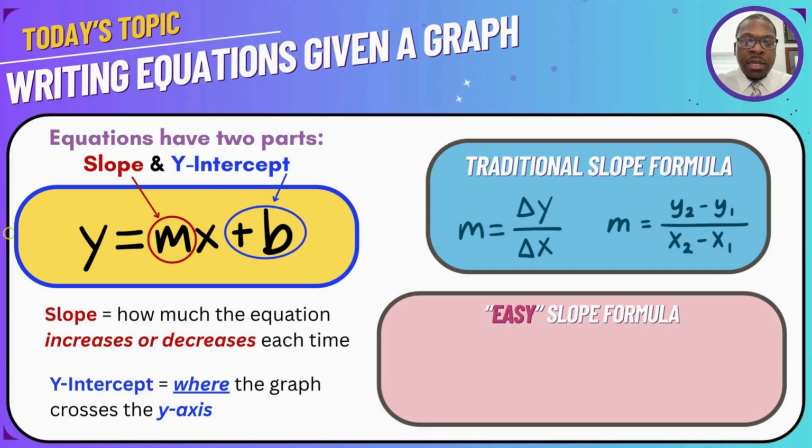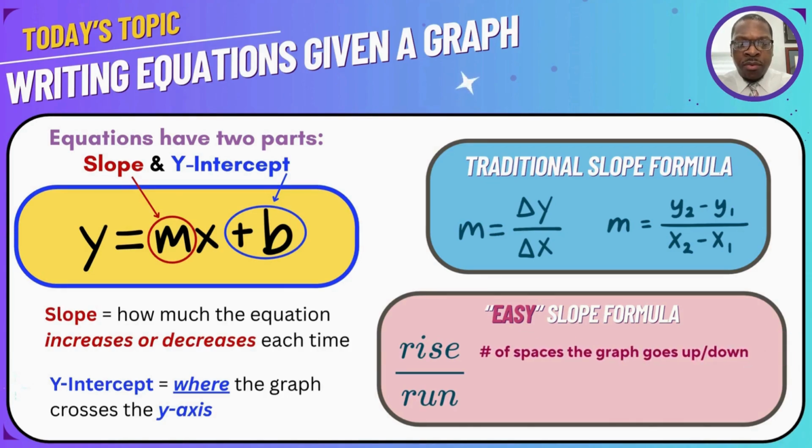So we're going to use a much easier formula when we're trying to use a graph to come up with an equation. And it's the easy formula, maybe you've heard of it, rise over run, which is the same concept of delta y over delta x and the formulas above, but it's a lot easier to use when you have a graph. Rise over run just simply asks the question, when you have a rise, how many spaces did the graph go up or did the graph go down? If the graph goes up, positive number. If the graph goes down, negative number. How many spaces did it do that? And the run is simply how many spaces did the graph go to the right?